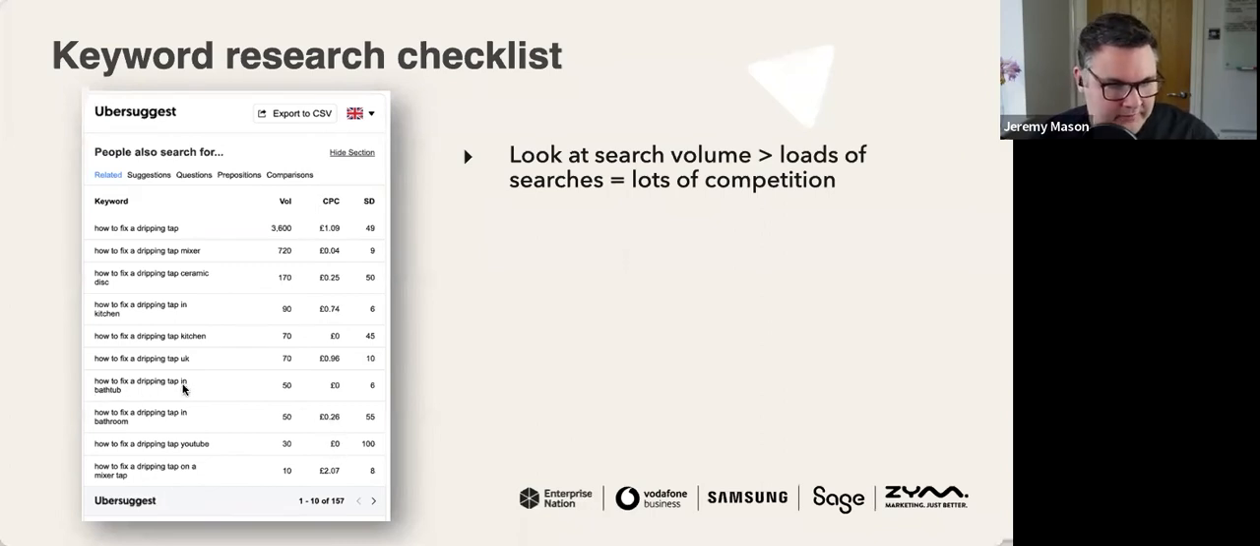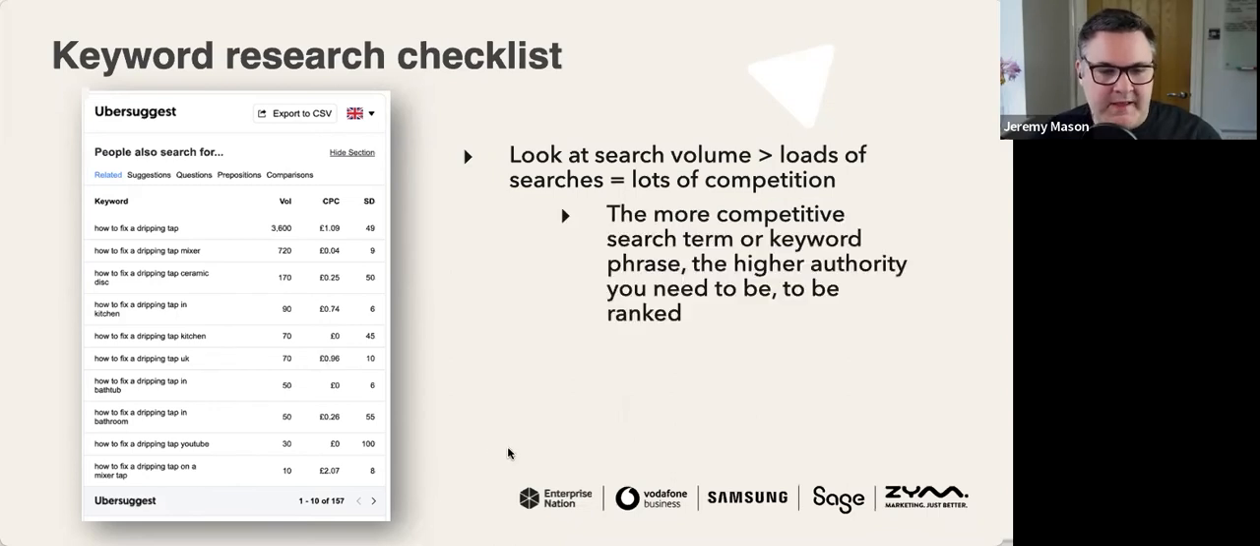I mean, okay, so how to fix a dripping tap in a bathtub? No CPC, 50 people. That might be worth doing, but actually, how to fix a dripping tap UK is much better, because people are not paying very much per ad, but they are paying for ads. So obviously the traffic that one generates, it converts. But yeah, if you've got lots of search volume, you're going to be competing against lots of people. And also the higher authority you need to be, i.e. the more established in YouTube and Google's eyes you need to be before they'll pop you on page one.